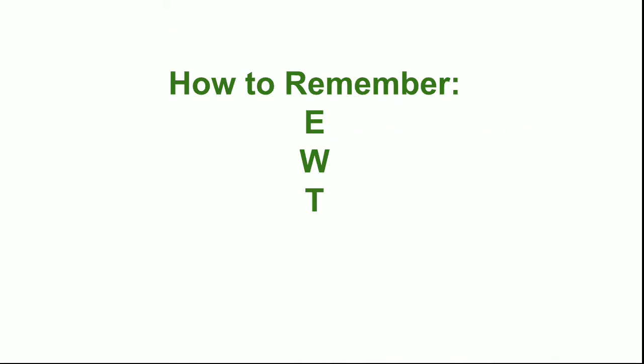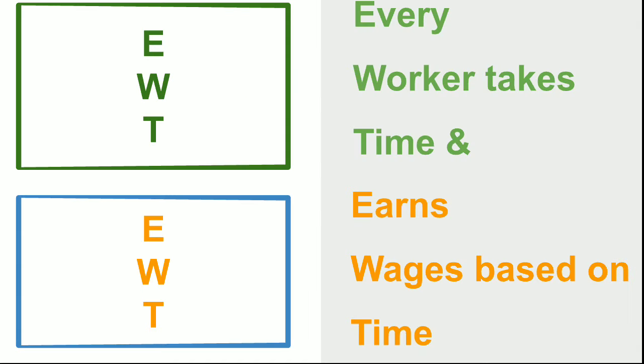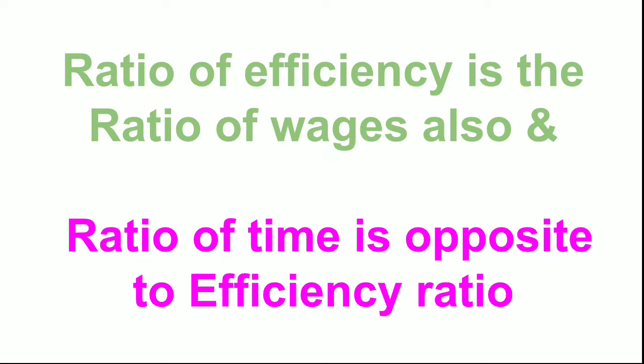How to remember EWT? E refers to every, W refers to worker, T refers to time: every worker takes time, and earns wages based on time. The ratio of efficiency is the ratio of wages also, and the ratio of time is opposite to the efficiency ratio.